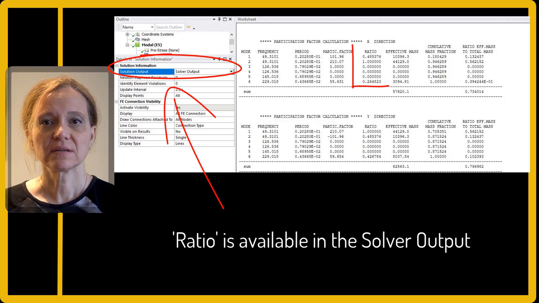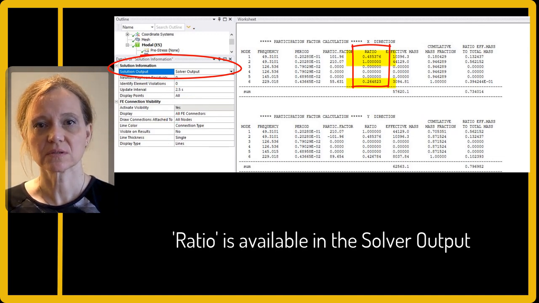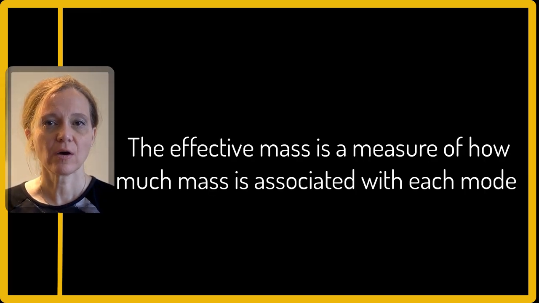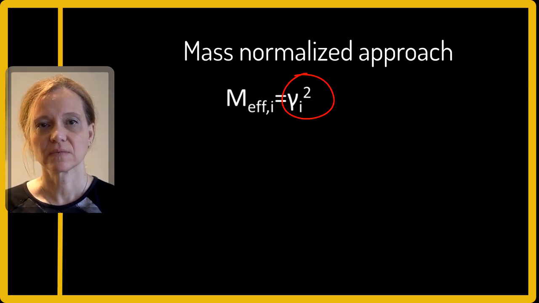Thus, by looking at the ratios, we can identify the modes that can contribute a lot to the structural response if excited in a particular direction. The effective mass is a measure of how much mass is associated with each mode. When we use the default mass normalized approach, the effective mass is equal to the participation factor squared.